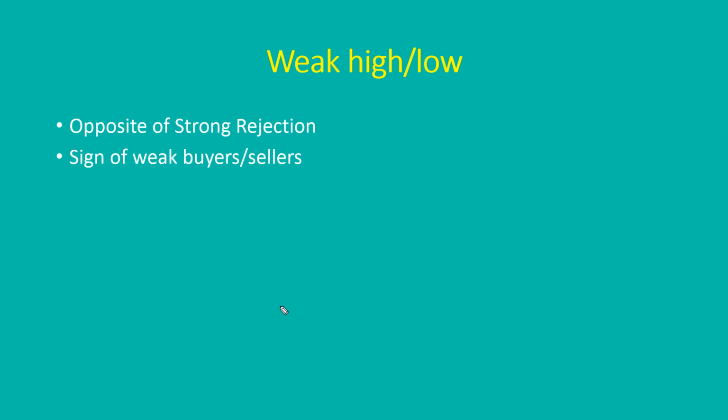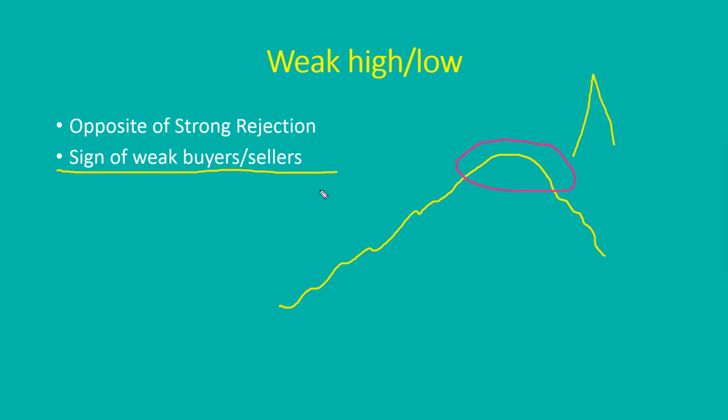A weak high would look, for example, like this. All right, this is a weak high. There isn't an aggressive rejection of higher prices. Aggressive rejection of higher prices would look like this. This is aggression, but this is a weak high. And a weak high or weak low is a sign of weak buyers or weak sellers.